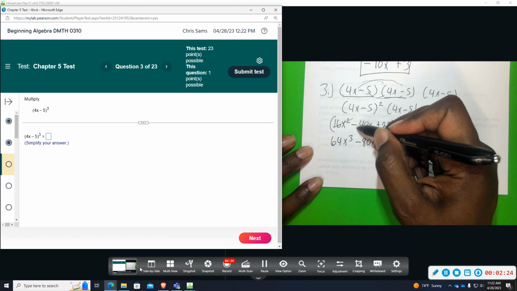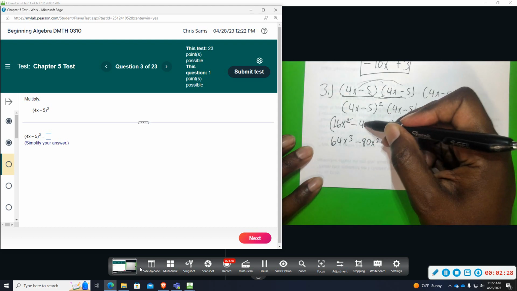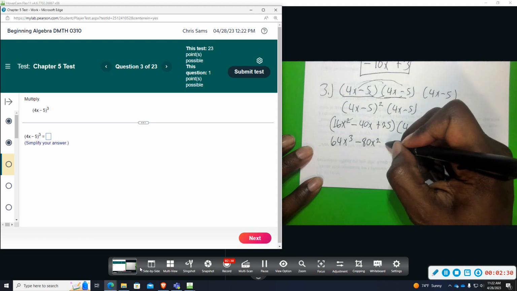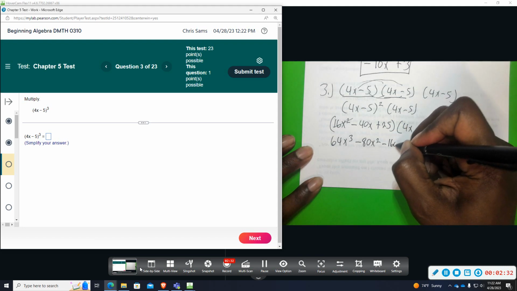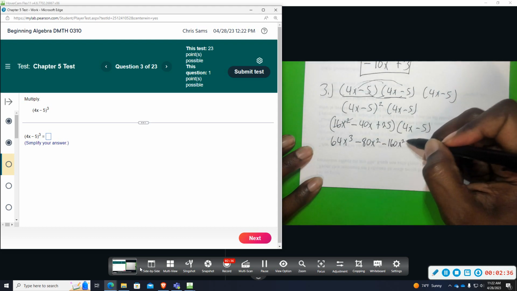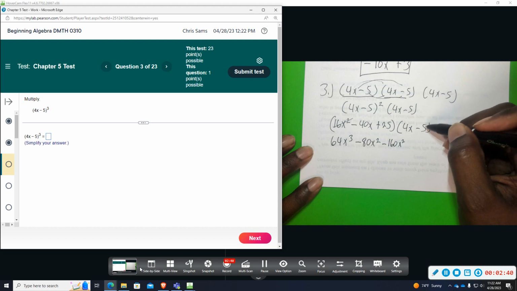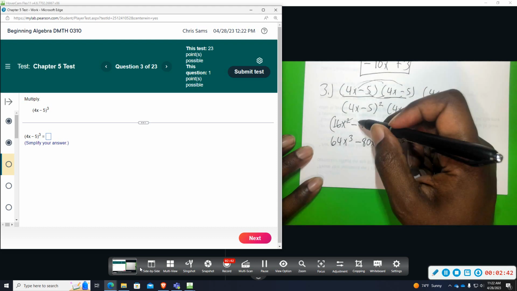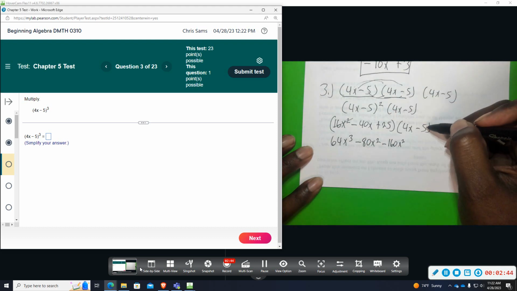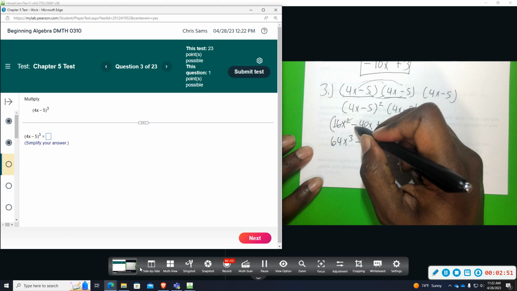So now I'm going to do negative 40x times 4x. 4 and 4 is 16, so negative 160x. Should be x squared, actually. Negative 160x squared. And then negative 40x times negative 5. 5 times 4 is 200. So that's going to be a positive, because negative times a negative is a positive 200x. All right, so that one's done now.